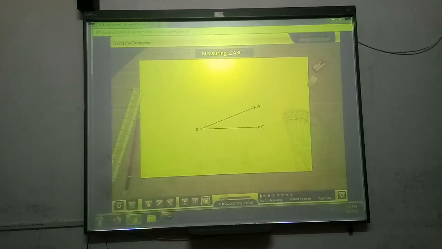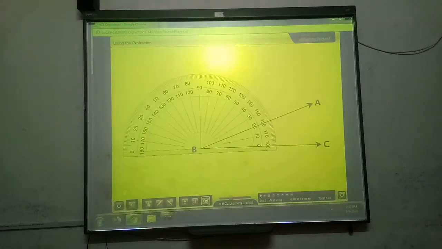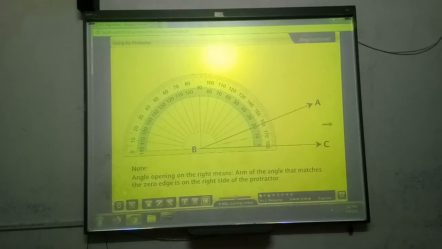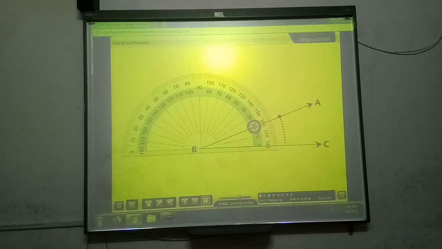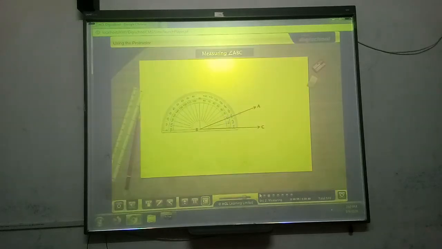Place the center mark of the protractor at the vertex of the angle, which is represented by point B. The zero edge must be in line with line BC. As this angle opens to the right side, we must use the lower row of numbers. Start to read from 0 of the lower row. Read the number in the lower row where the arm BA meets the protractor. It shows 20. So the angle ABC is 20 degrees. This is an acute angle as it is less than 90 degrees.